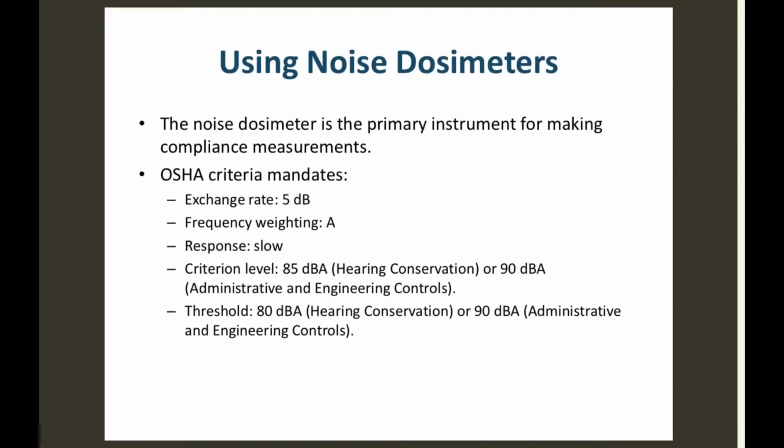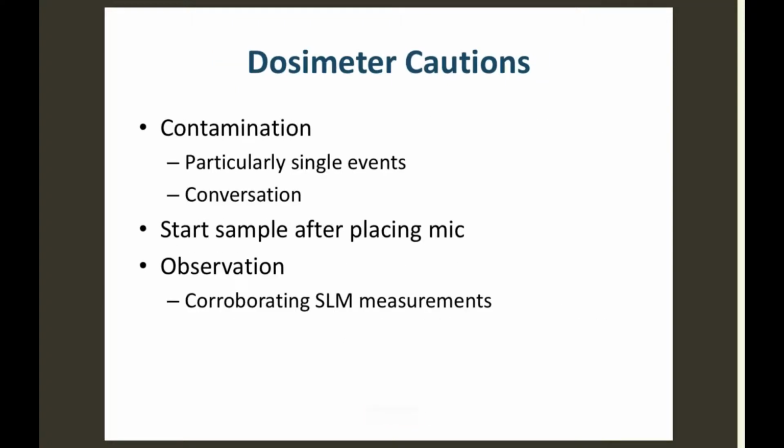Does NIOSH use a 5 decibel exchange rate? Well, we're going to find out. We're going to come across OSHA pretty soon. And the type of reading you're going to take is a slow measurement. At 85 decibels, you have the hearing conservation program, and at 90 decibels, you actually start to put in administrative and engineering controls. We've got a pyramid that we're going to come across in a second. I'm getting ahead of myself.